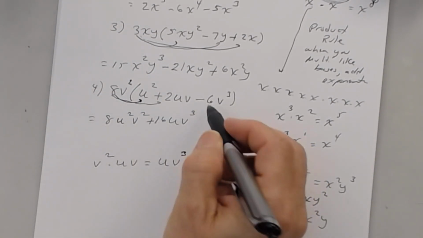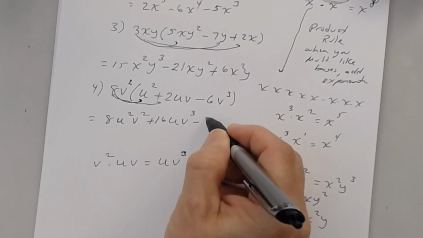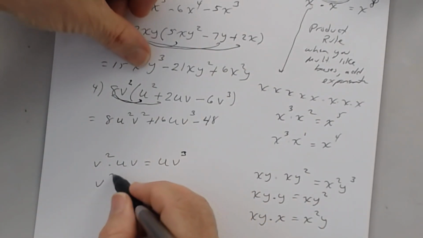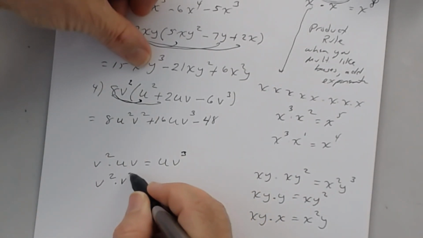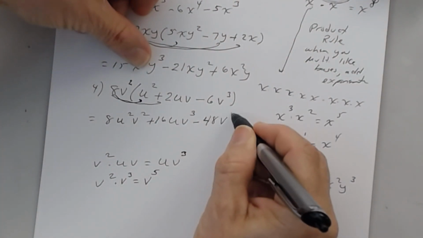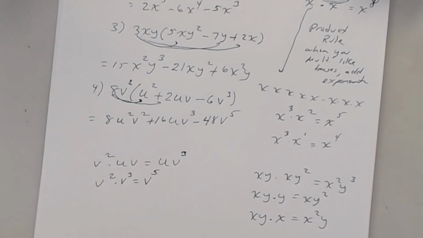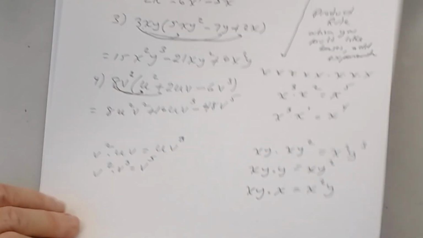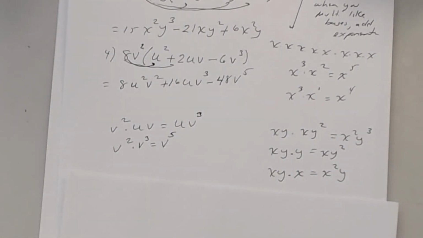All right, what's 8 times a negative 6? -48. Okay, so we have v squared times v cubed, which is v to the 5th. No like terms, so you're done. So that's number 4. All right, let's go to number 5.